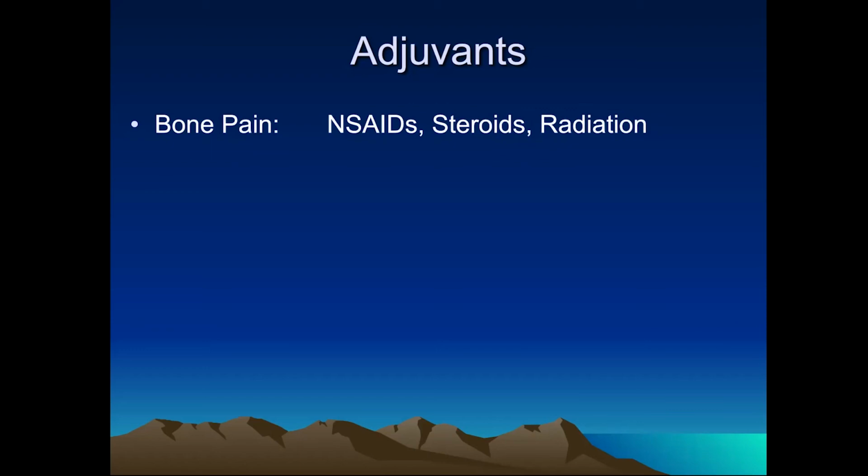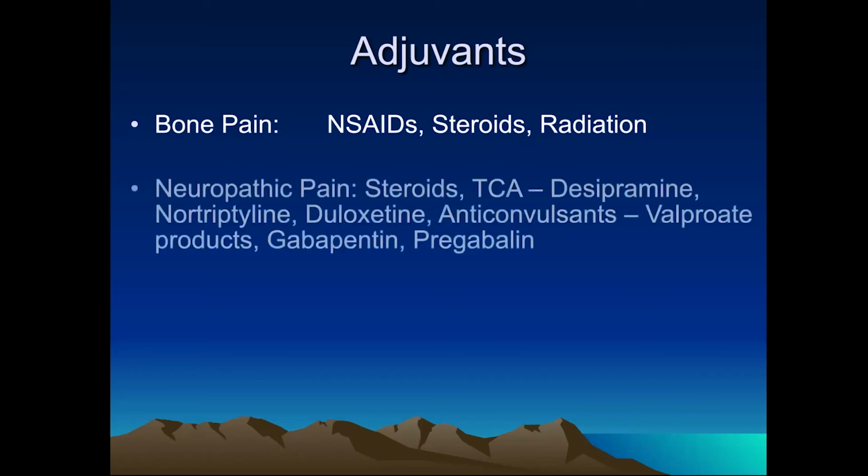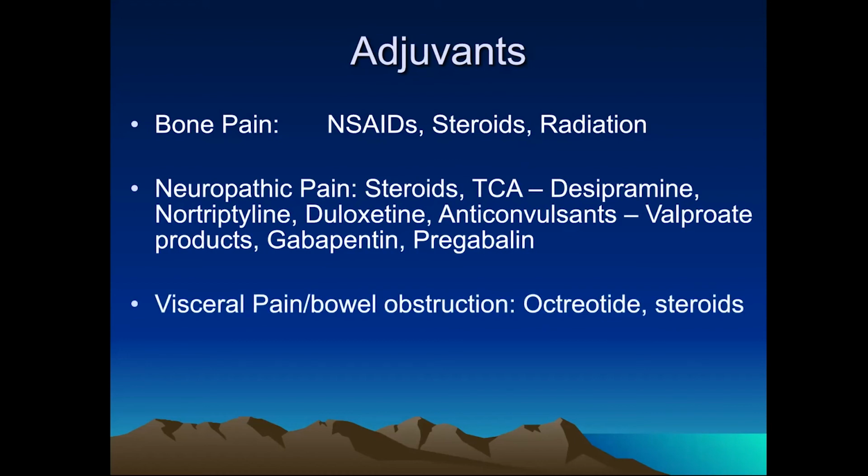Now, for bone pain, we can give steroids, NSAIDs, or radiation. For neuropathic pain, we can use steroids, tricyclic antidepressants like desipramine and nortriptyline, the antidepressant duloxetine, and anticonvulsants like sodium valproate, gabapentin and pregabalin. For visceral pain and bowel obstruction, we can use steroids and octreotide as adjuvants.